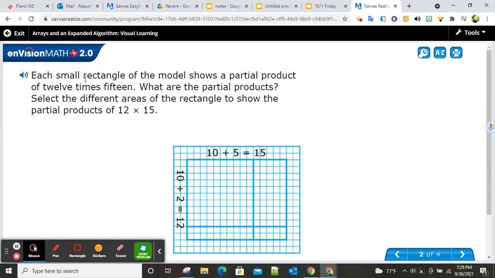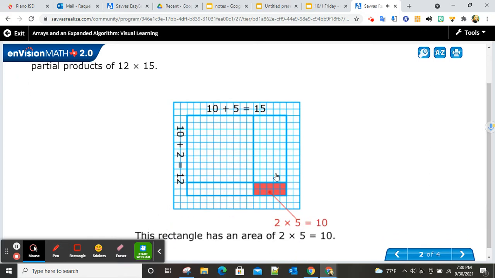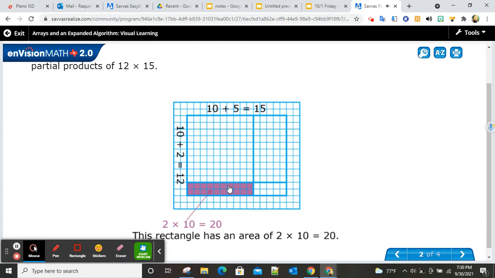It says, each small rectangle of the model shows a partial product of 12 times 15. What are the partial products? Select the different areas of the rectangle to show the partial products. This square has an area of 10 times 10 equals 100. This rectangle has an area of 10 times 5 equals 50. This rectangle has an area of 2 times 5 equals 10. This rectangle has an area of 2 times 10 equals 20.